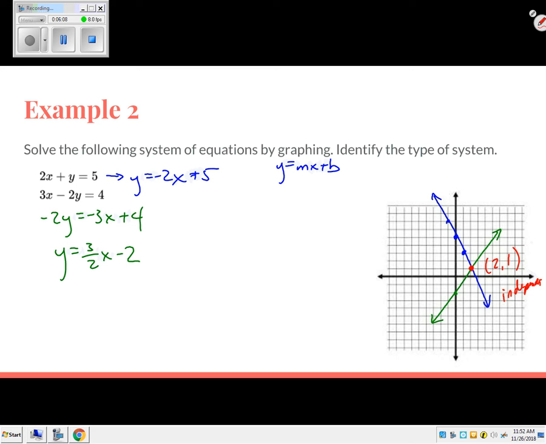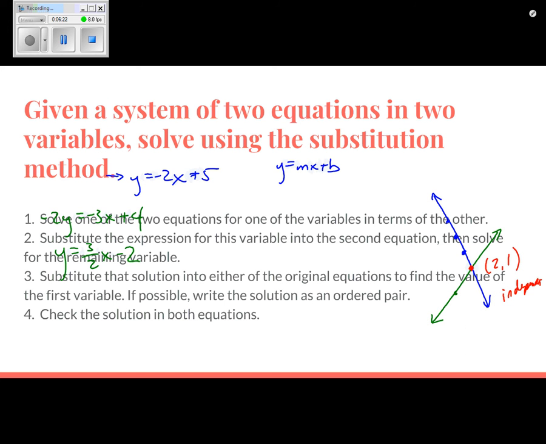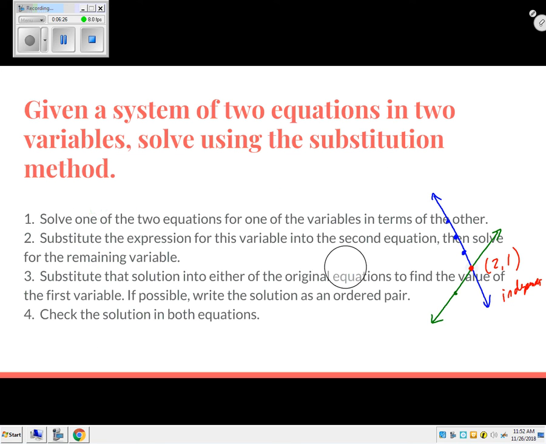Okay. Well, there are easier ways to solve this. Graphing this and converting to y equals mx plus b each time, I'm only able to estimate about where it is. What if it came out to be a fraction? How am I supposed to find it there? Well, I can use something called the substitution method.